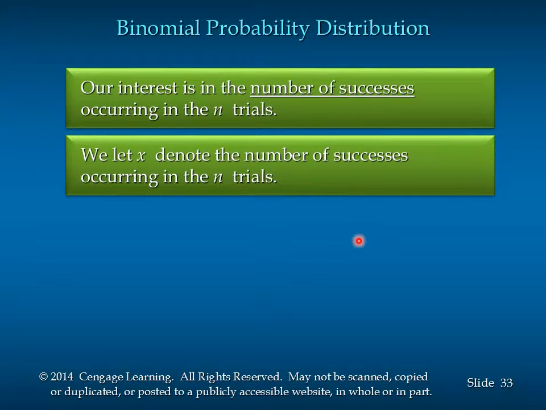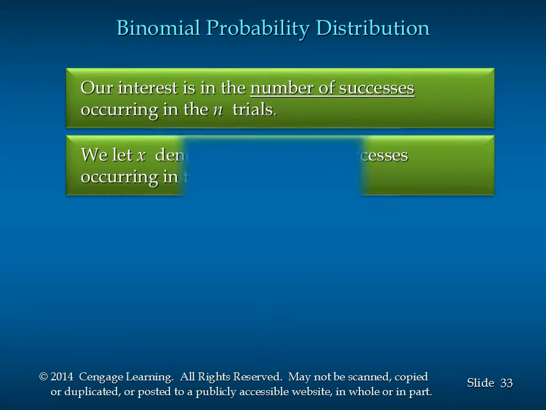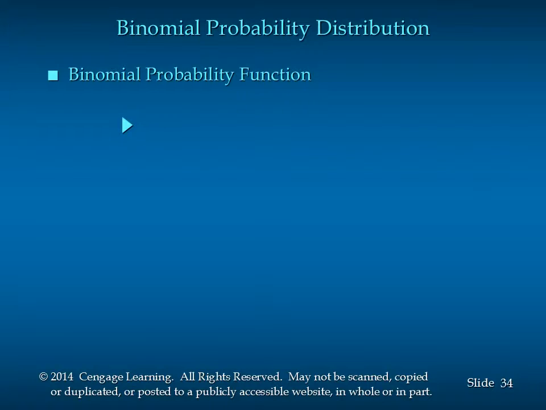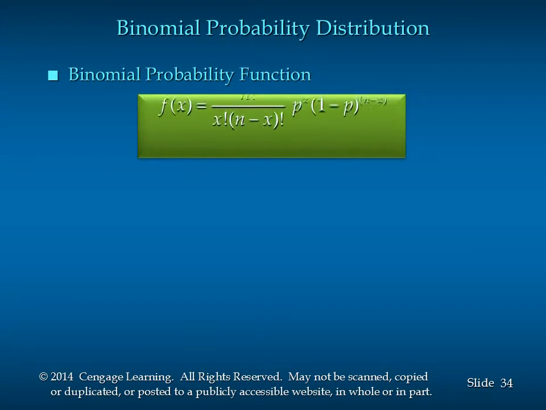So binomial probability distribution. We're interested in how many successes we get in n number of trials. How many successes are you going to get out of 25 trials? Are you going to get one, two, or three? X is the number of successes occurring in those trials. So it's an n and an x sort of discussion.